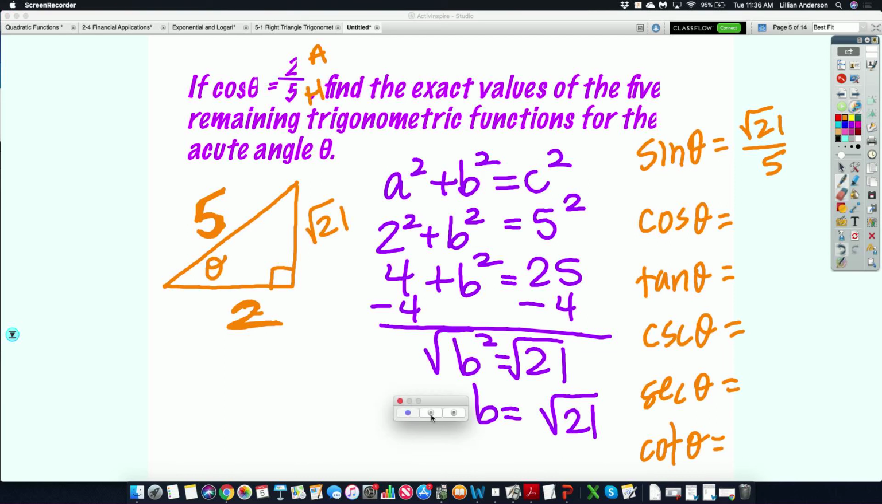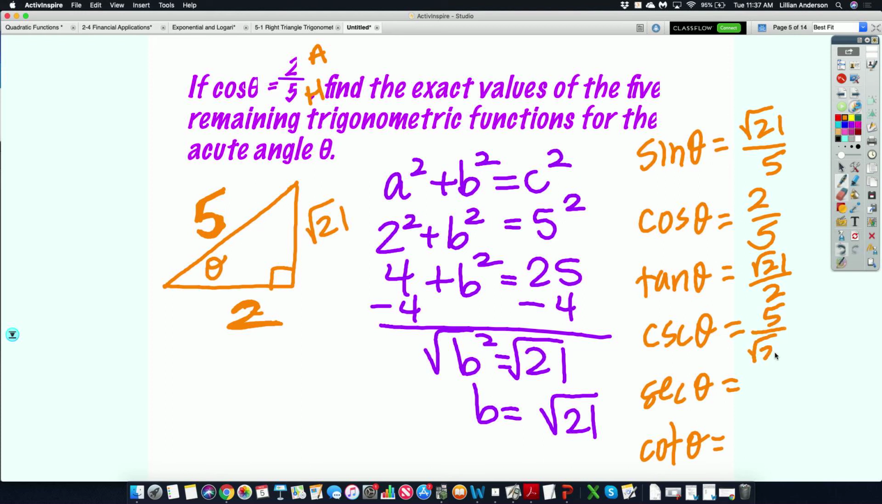Okay, so I already know the cosine of theta is 2 over 5. That one was given to me. It did ask me to find the remaining 5. So we found sine together. Okay, let's see. Brian, what was tangent? Square root of 21 over 2. Very good. Now cosecant. What was cosecant, Paige? One more time. 5 over the square root of 21. Good. That's hypotenuse over the opposite side.